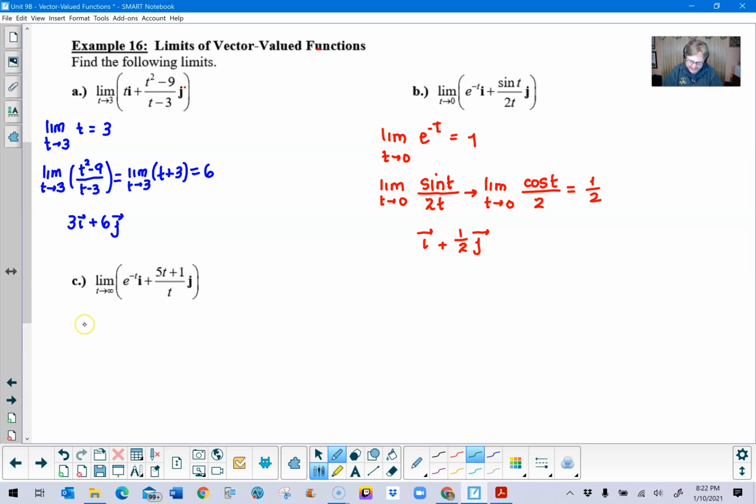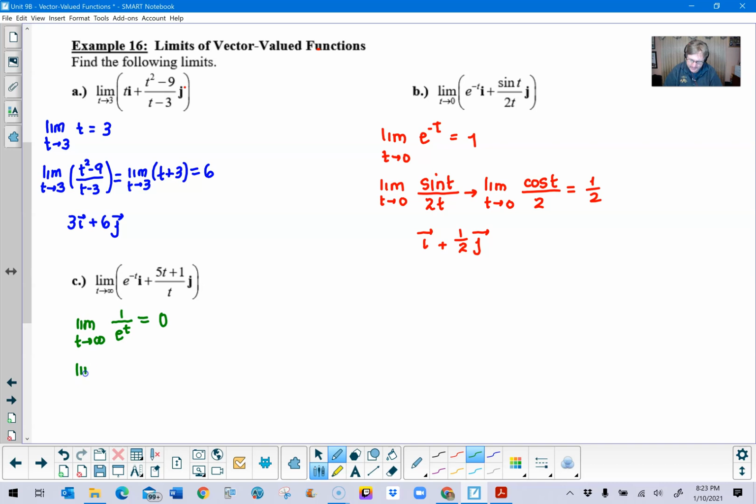Hopefully you're all right. Let's take a look here. When you find the limit as t approaches infinity of e to the negative t, it might be a little bit easier if you think of that as 1 over e to the positive t. Now when t gets to be super big, that's going to cause this entire denominator to grow super big, and 1 over something super large is essentially just going to equal 0.